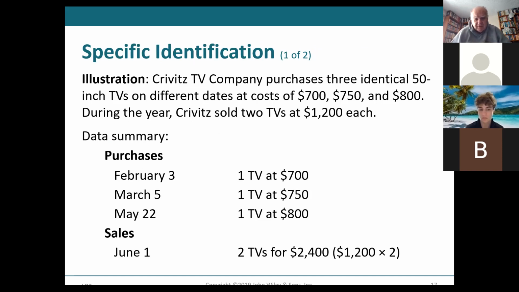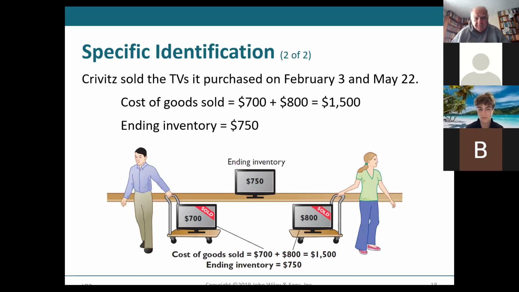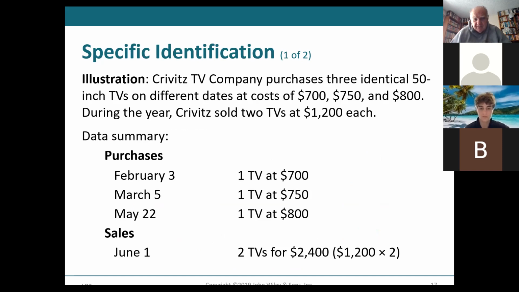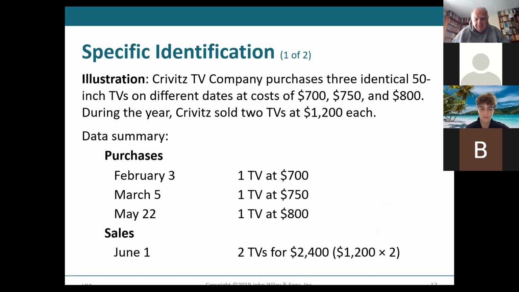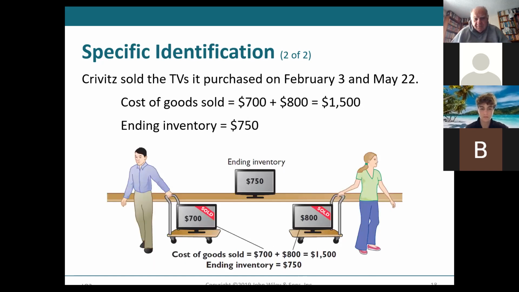They purchased 3 TVs and they sold 2. They sold one from the 700 layer and one from the 800. This is a terrible slide. What they're saying is you have 3 items available. You had one at 750 and 800. The sales were 2 for 2,400. They sold the one on February 3rd and the one later on. I have a better presentation coming up in a minute on these things.